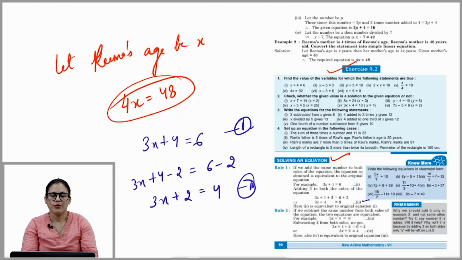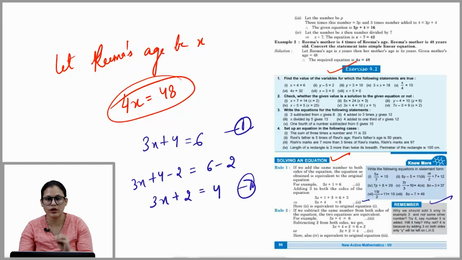Okay. Before moving to the next topic, let's remember why we should add 3 only in example 3 and not some other number. Try it. Say the number 5 is added. Will it help? Why not? It is because by adding 3 on both sides, only y will be left on the LHS.